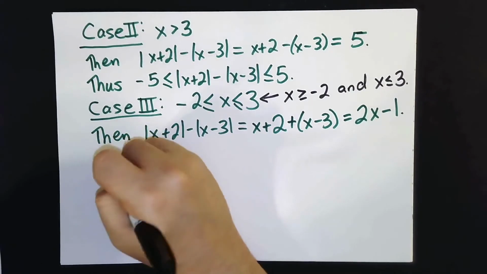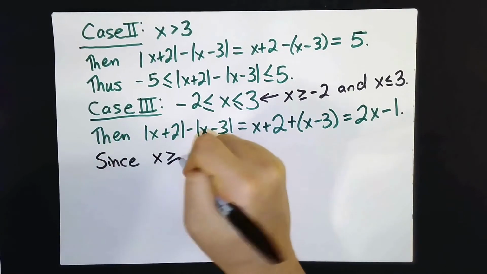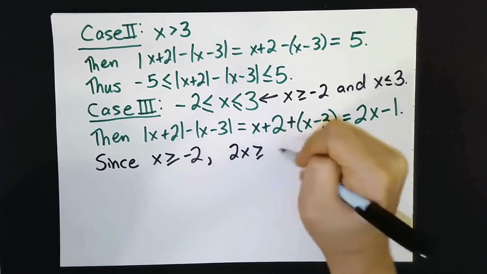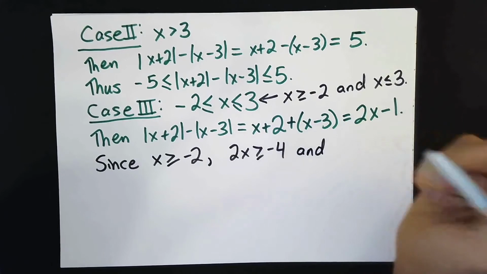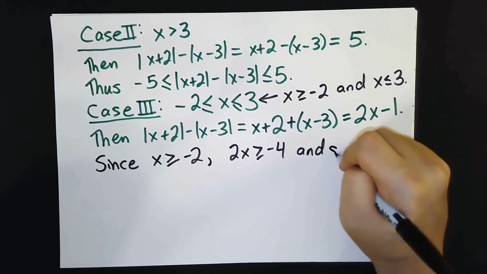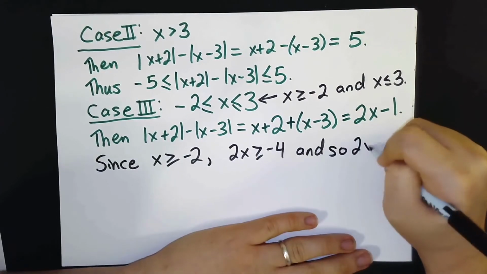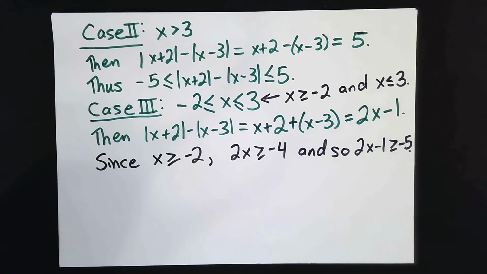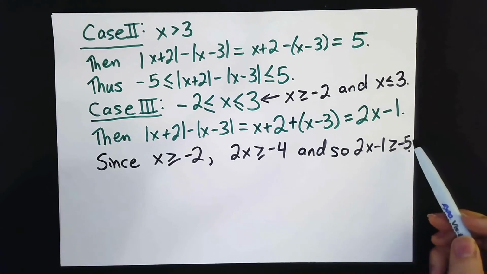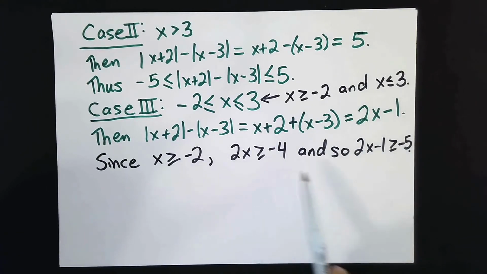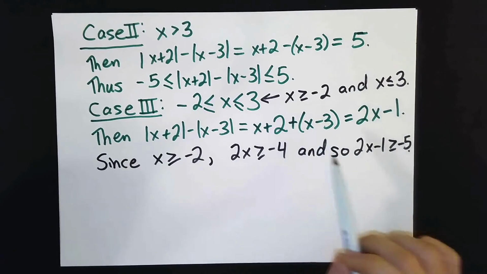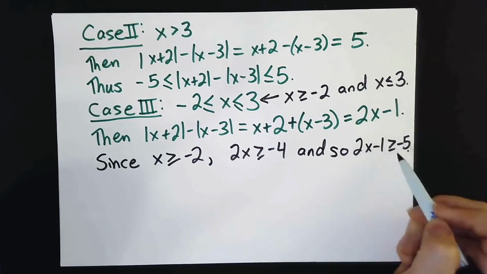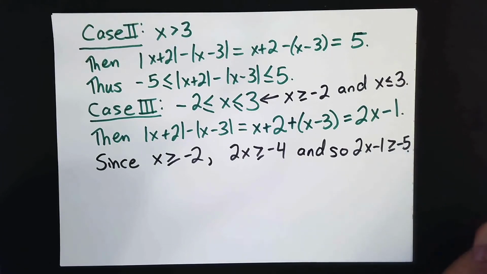So since x is greater than or equal to minus 2, what does that tell me about 2x? Well, that tells me that 2x is greater than or equal to minus 4. And well, then what about if I subtract 1 from both sides? Well, then I will get 2x minus 1 is greater than or equal to minus 5. Well, that was a nice coincidence. Just doing the standard inequality manipulations happened to turn the hypothesis that x was greater than or equal to minus 2 into the fact that 2x minus 1 was greater than or equal to minus 5, which is the thing I wanted.